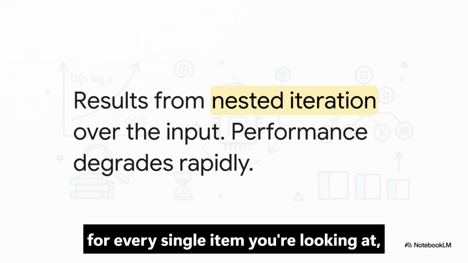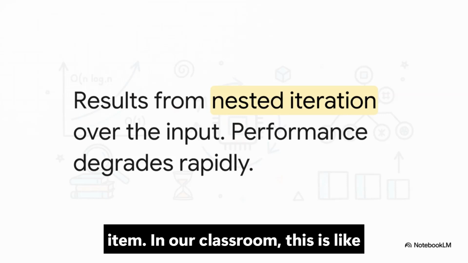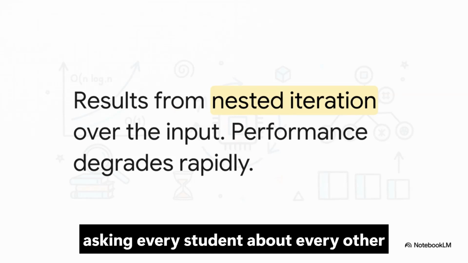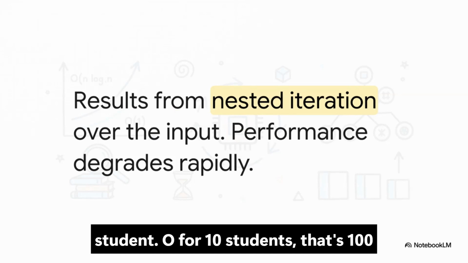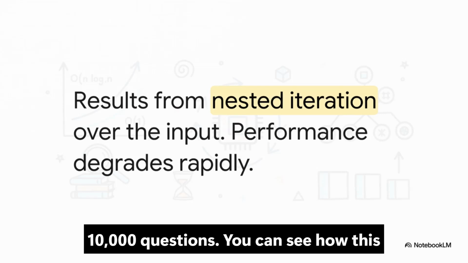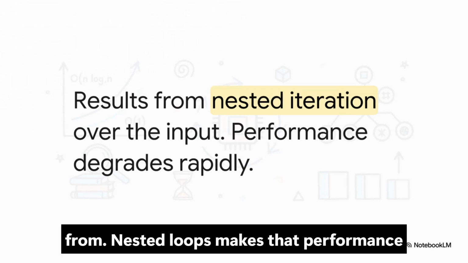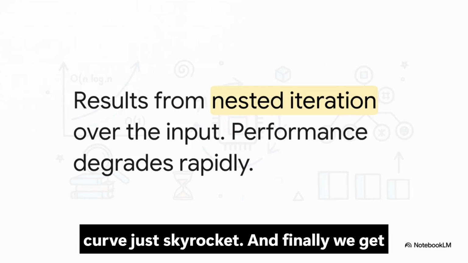This happens when, for every single item you're looking at, you have to do something with every other item. In our classroom, this is like asking every student about every other student. So for 10 students, that's 100 questions. For 100 students, that's 10,000 questions. You can see how this explosive growth, which usually comes from nested loops, makes that performance curve just skyrocket.